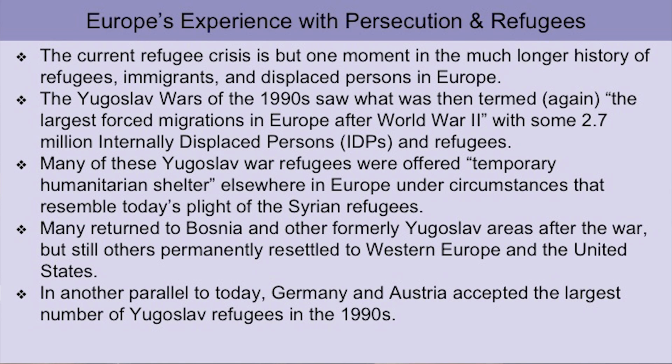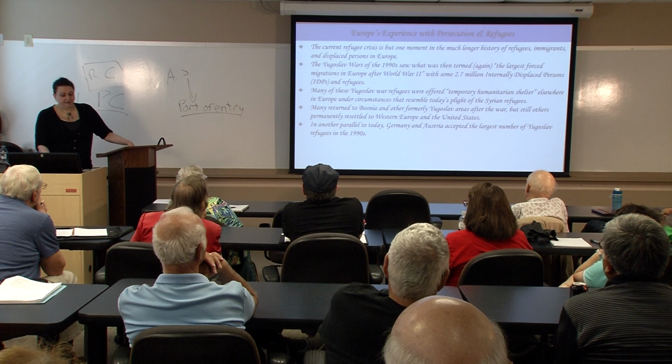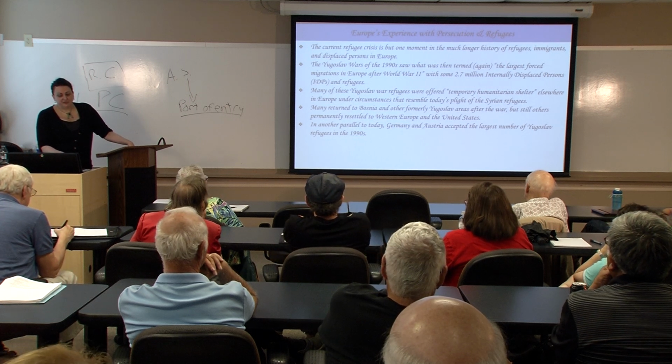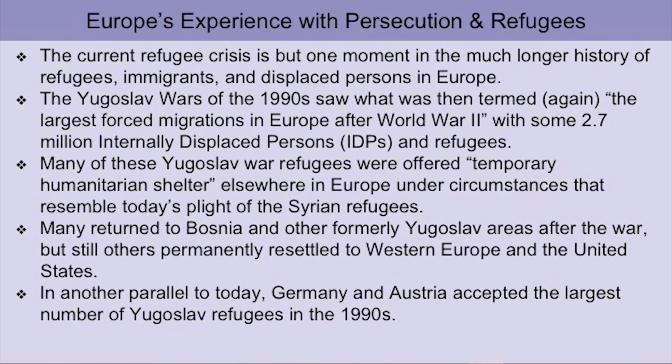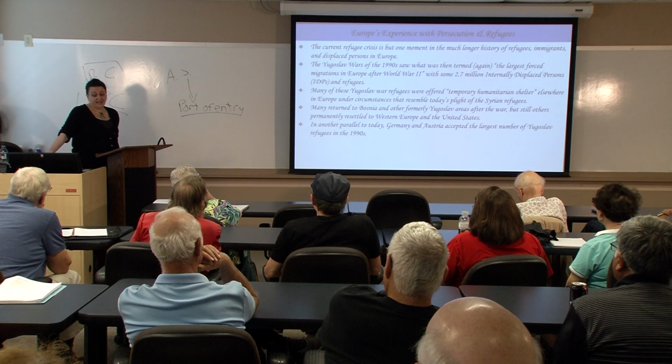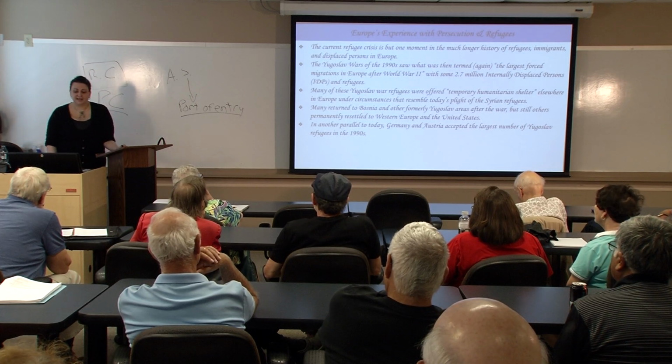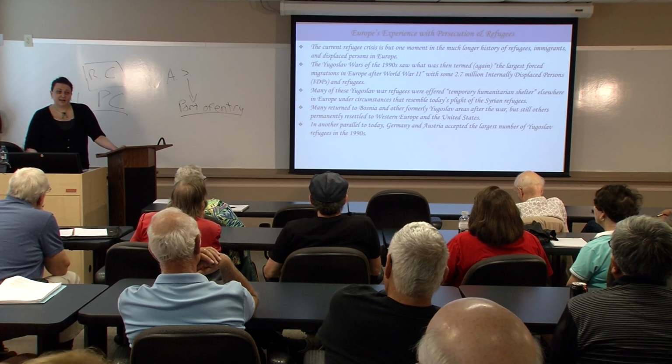So the Yugoslav war in the 1990s was the largest forced migration in Europe after World War II, with some 2.7 million internally displaced persons and refugees. Many of those Yugoslav war refugees were offered temporary humanitarian shelter elsewhere in Europe under circumstances that are very similar to those of the Syrian refugees today. Many returned to Bosnia and other former Yugoslav areas after the war, but still others permanently settled in Western Europe and the United States. And in another parallel to today, it was Germany and Austria that accepted the largest number of refugees in the 1990s.